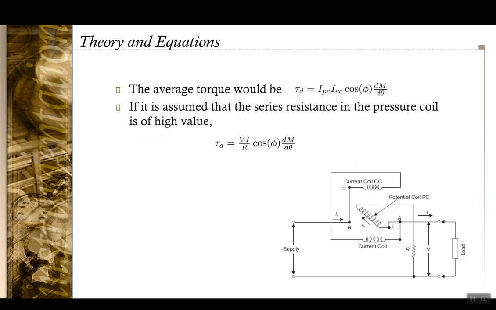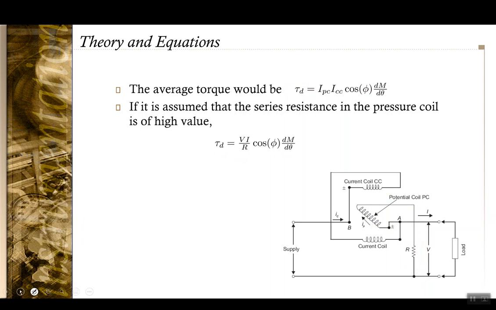Now as we have seen, the torque that is produced and the deflection that you have will be proportional to the current in the fixed coil, the current in the pressure coil, cos phi and dM by d theta. Now if you assume that the impedance of this pressure coil is very close to a resistance, which is done by adding a very high value series resistance, then we can say that the torque that is produced is approximately VI by R, where R is this resistance, times cos phi into dM by d theta.